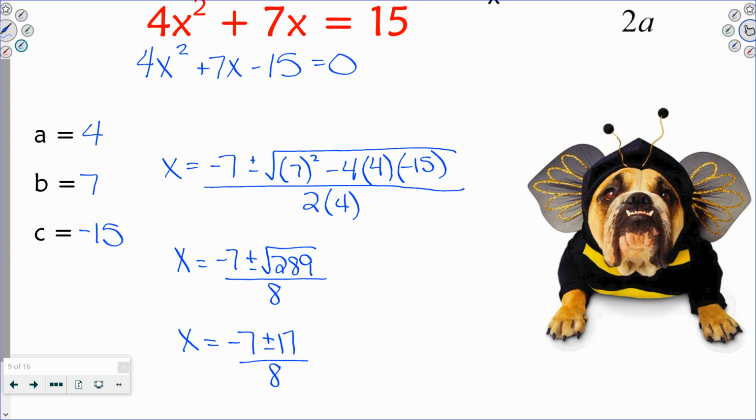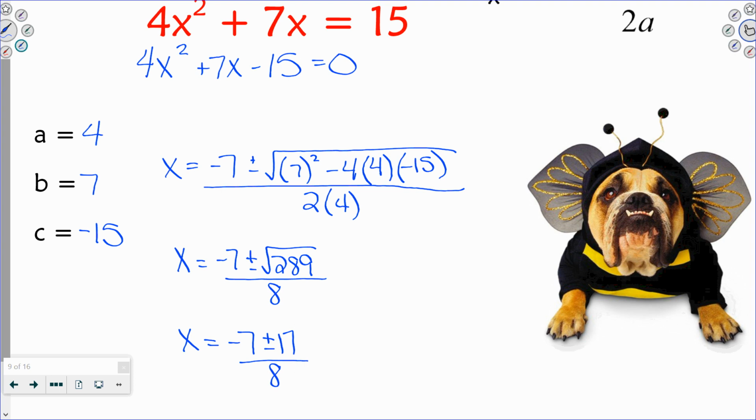Now, I have students all the time who put a radical back over that 17. I already used the radical on the 289 to make it 17. Do I stop? Is that good? Circle my answer, call it good?